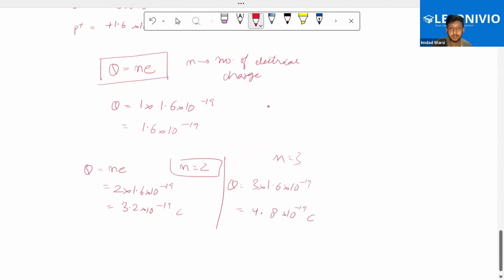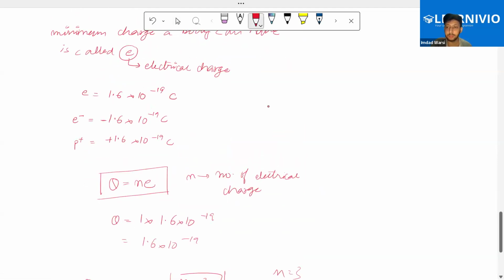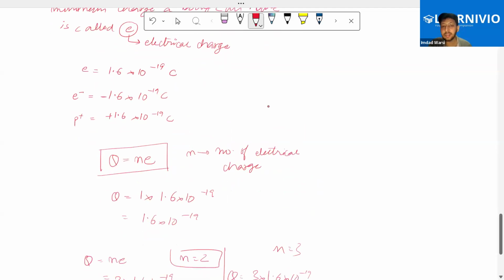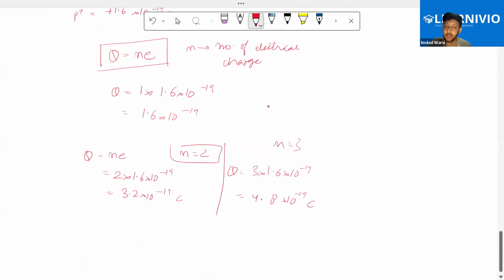First write this. If there are two electrons, it will be minus 3.2 into 10 to the power minus 19 coulomb, right? The minus sign only denotes what kind of charge you have used, a negative charge or a positive charge. It doesn't mean that the charge is negative.